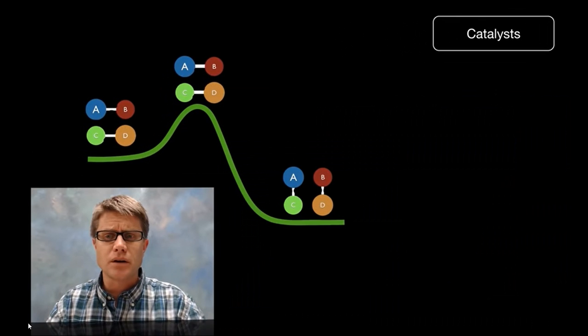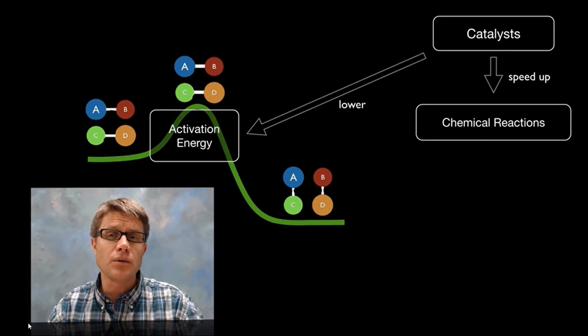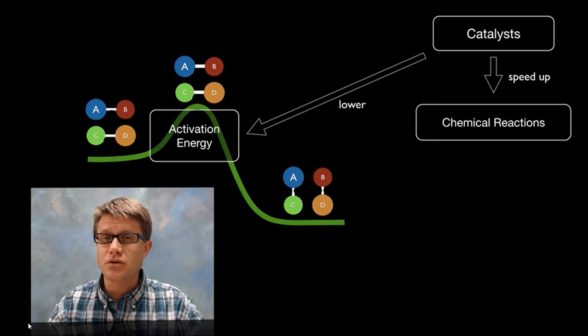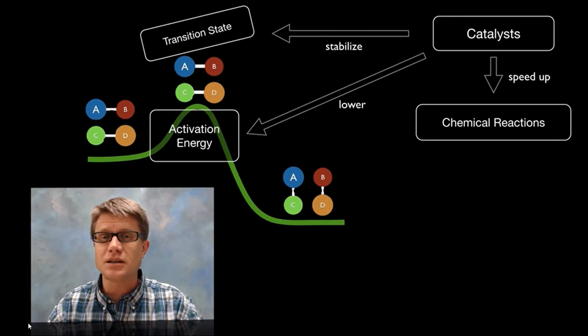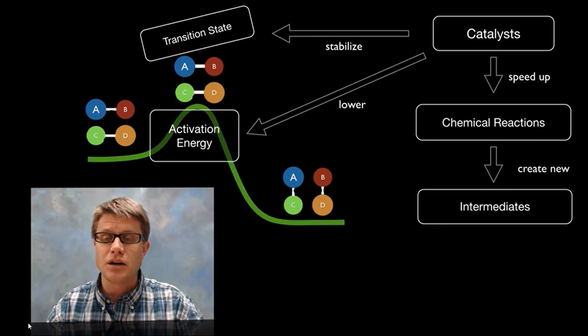But how do catalysts work? Well, essentially, they speed up a reaction. Some catalysts will actually slow down reactions, but in general, they're going to speed it up by lowering the activation energy, the amount of energy we have to put in a system before we can stress those bonds, break them, and form new bonds. And so it has to go through this transition state, but a catalyst can stabilize that transition state, and therefore it can lower the activation energy and it can speed that reaction up.